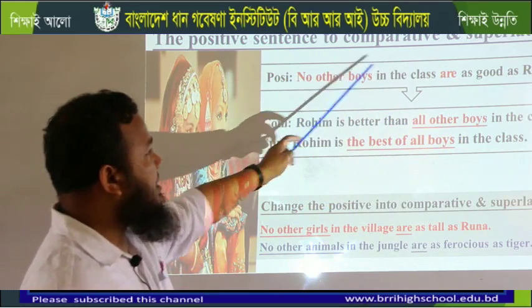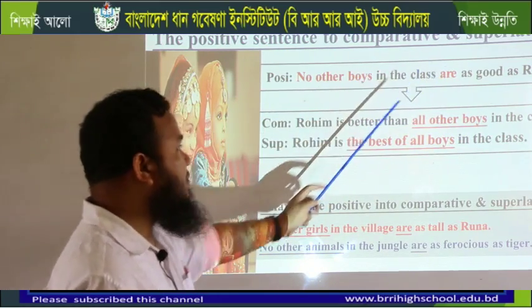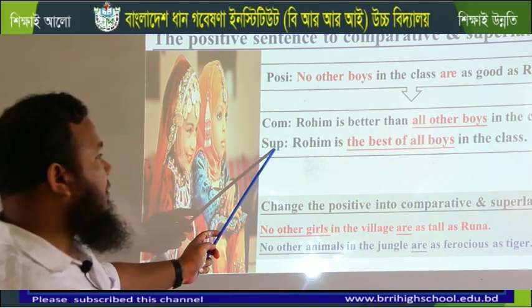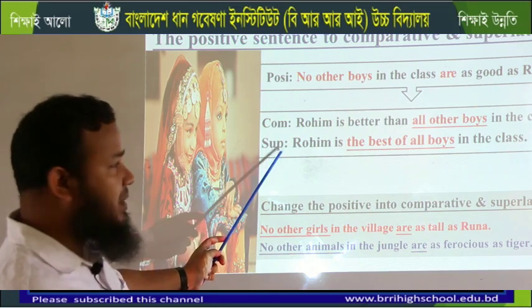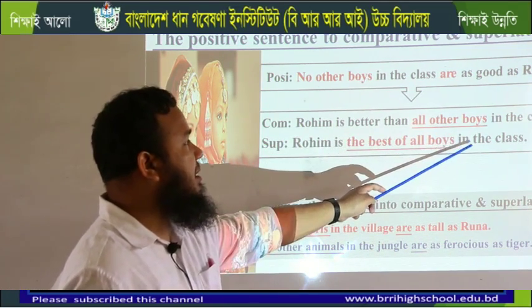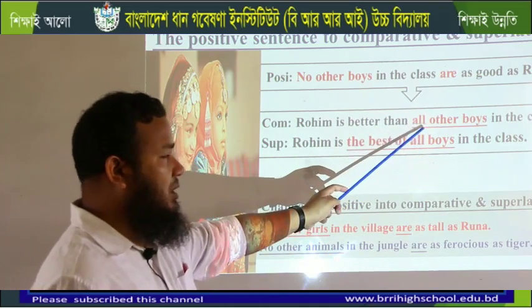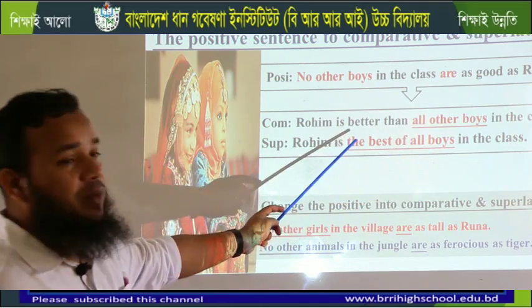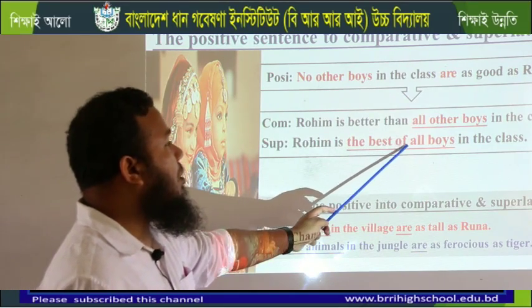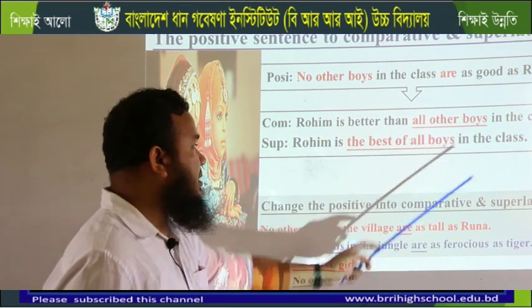Here, no other boys and are. You have to look at these words. For this reason we are using here all other boys. Again, whenever we are transforming it to superlative degree, we are using Rohim is the best of all boys in the class. Since we have used here all other boys, whenever we are transforming it in superlative degree, we have to use all of all boys in the class.